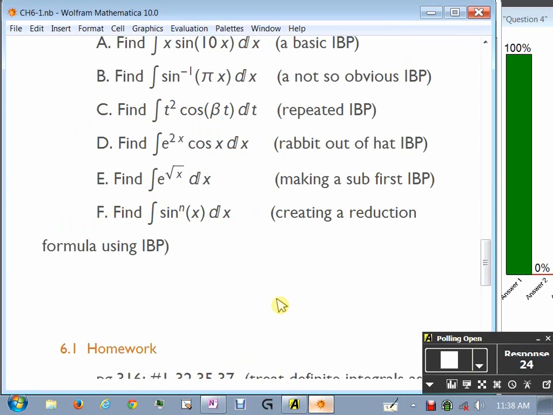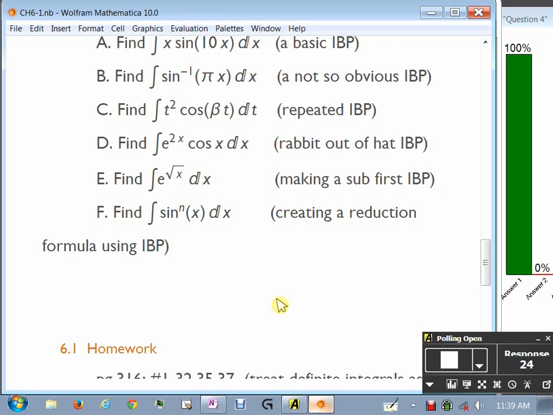The last example of integration by parts that I'm going to give you is an example where we're going to create what's called a reduction formula. This is one of the more complicated, well, you'll see. It's just not as straightforward as the ones that we've done. There's a little bit more involved here, all right?